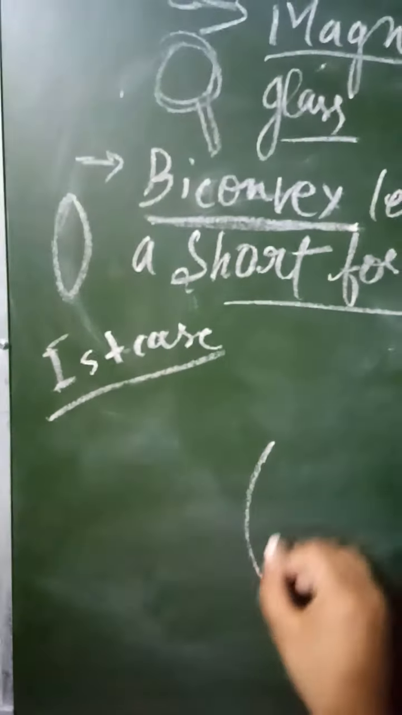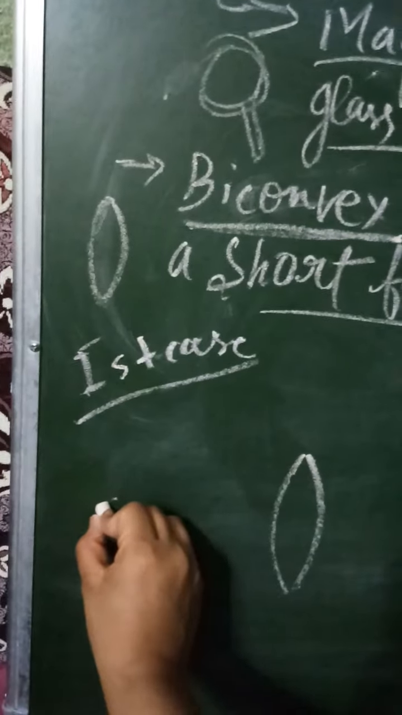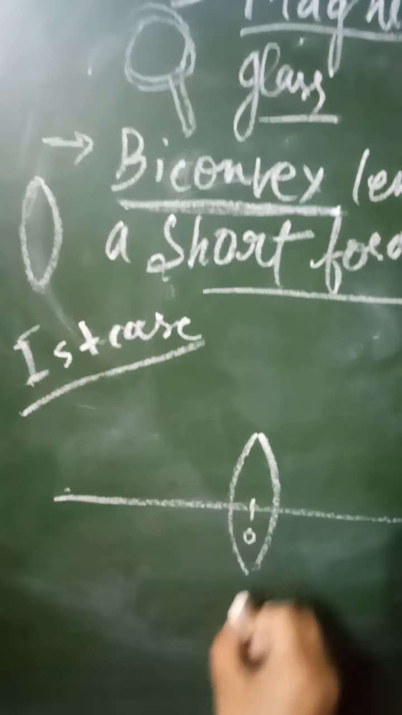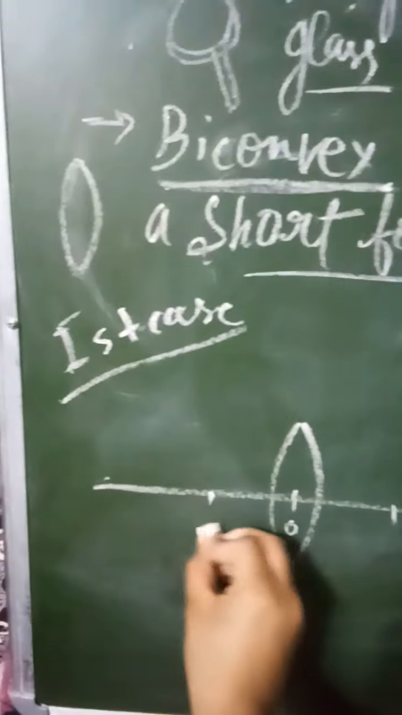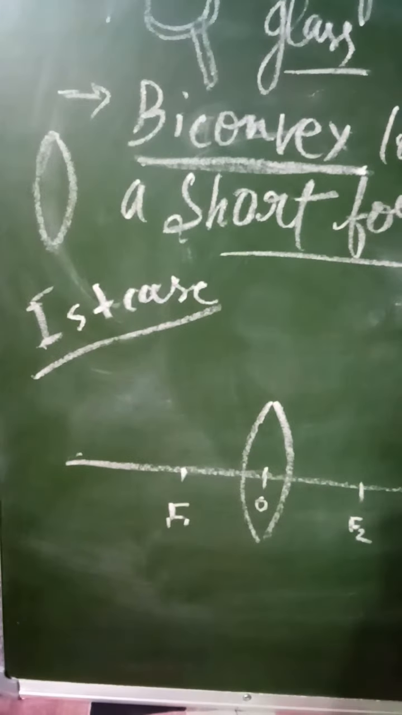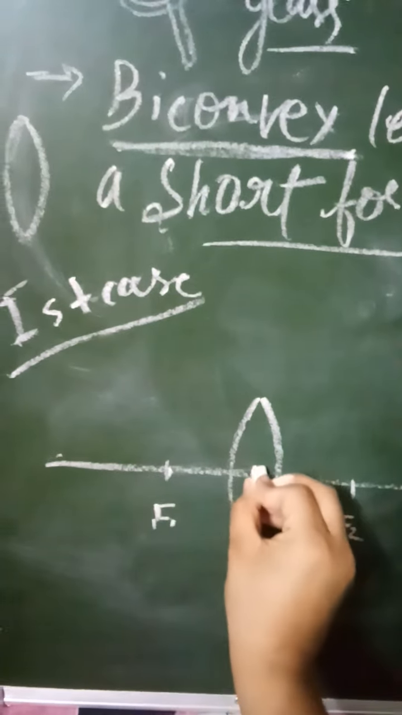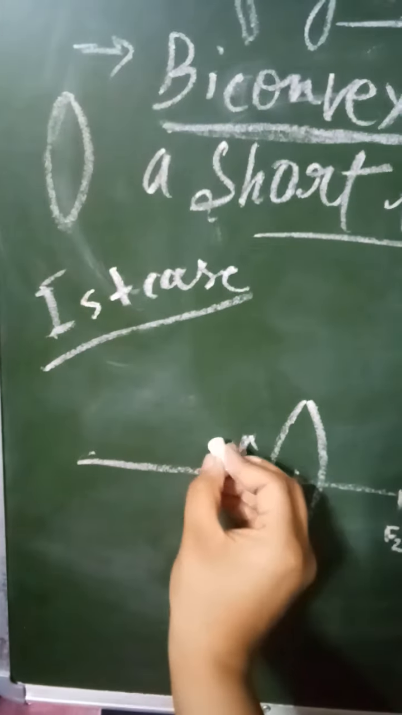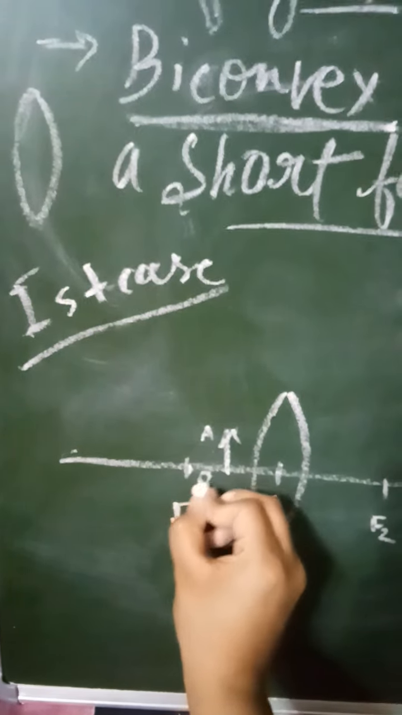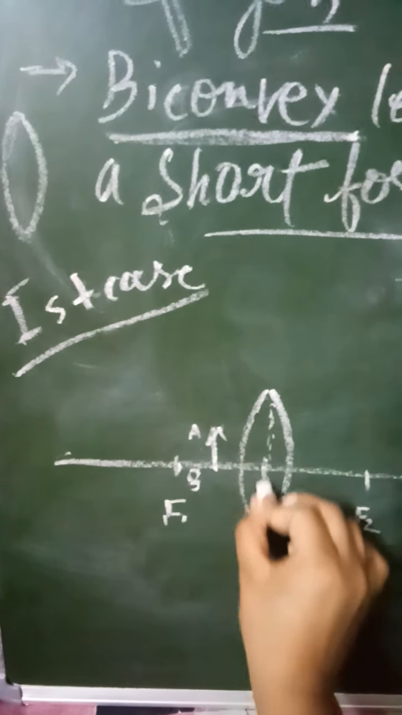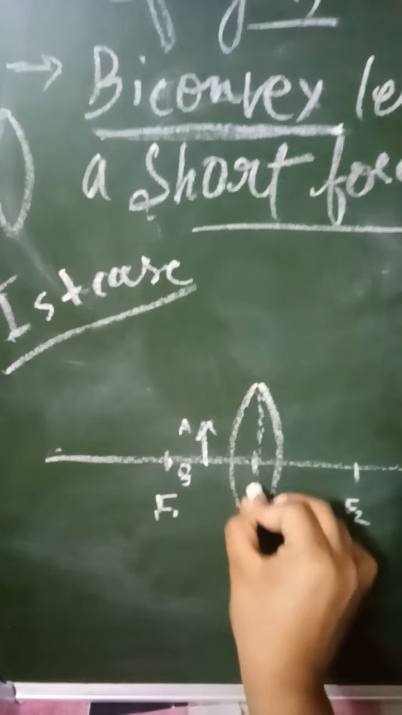See it carefully. This is the convex lens. This is the principal axis. This is the optical center. You can say this is focus 1 and this is focus 2. We place the object between focus 1 and the optical center. Take the object name AB. This is the center, you can see I have drawn the center.